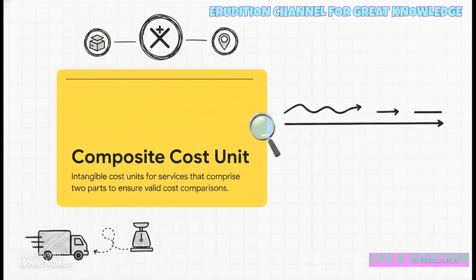Well, because it simply isn't valid to compare the cost per ton delivered from place A to B with the cost delivered from place M to N. Distance is a massive factor. I mean, delivering 1 ton over a single kilometer is vastly different than dragging it over 10 kilometers. So we need a composite unit that captures the whole shebang, both weight and distance.